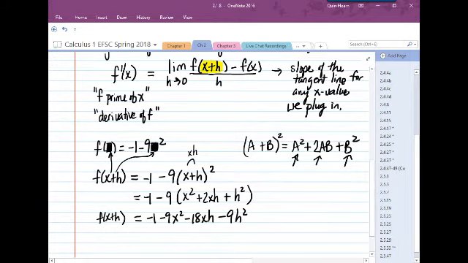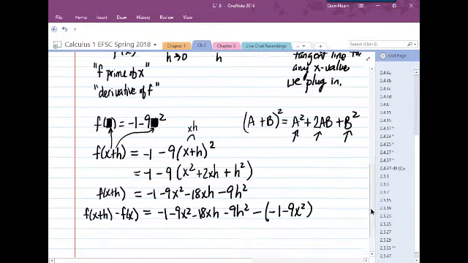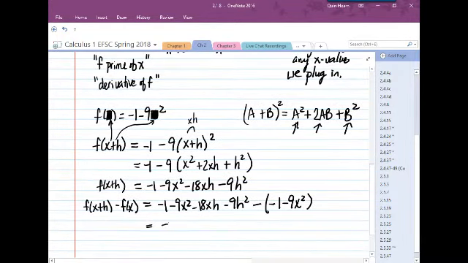All right, the next thing we're going to need is to subtract f of x from that. So before I go and put it all into that big fraction, let's just figure out what f of x plus h minus f of x would be equal to. So I'm going to take the f of x plus h that I just found and copy it down, and I'm going to subtract from that in parentheses the original function f of x, -1 minus 9x squared. So distributing the negative through, we're going to be able to combine some like terms here.